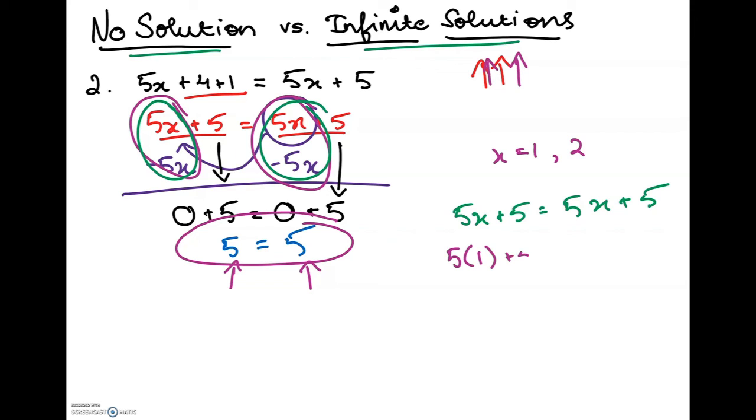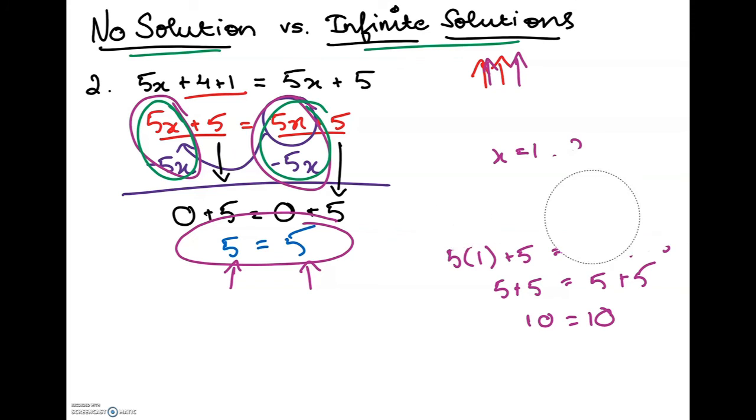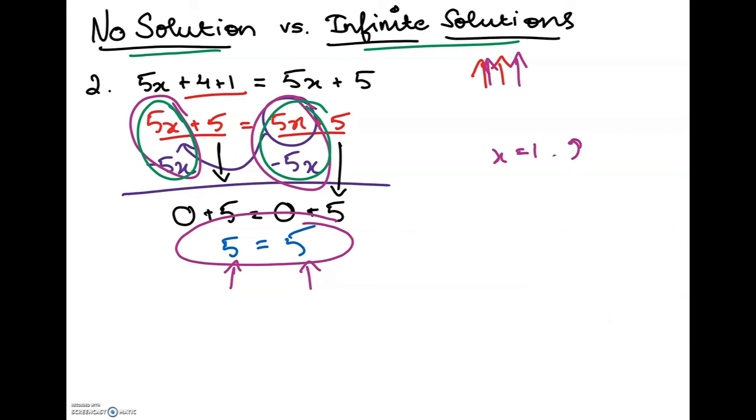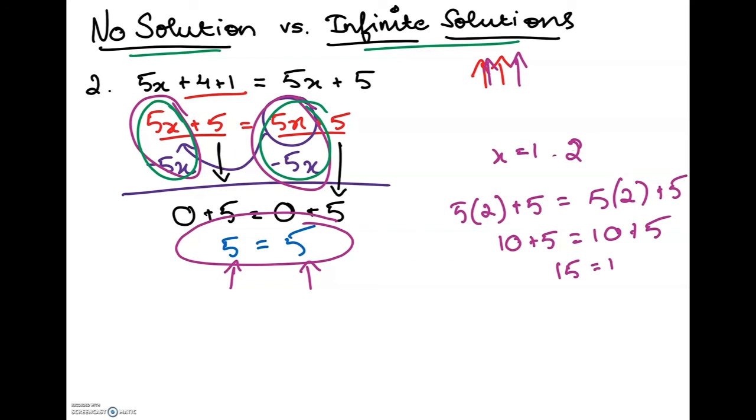So 5 times 1 plus 5 equals 5 times 1 plus 5. That equals 5 plus 5, which is equal to 5 plus 5, and 10 equals 10, which is true. Now let's do 2. What you're going to notice is that no matter what number you put in, it's going to result in the same number on both sides, because the equation is the same on both sides. Simplifying, you get 15 equals 15, which means there are infinitely many solutions. Whatever number you plug in for x will be the same.